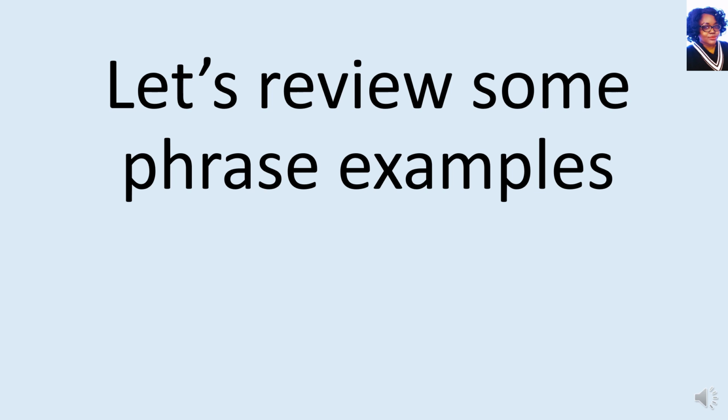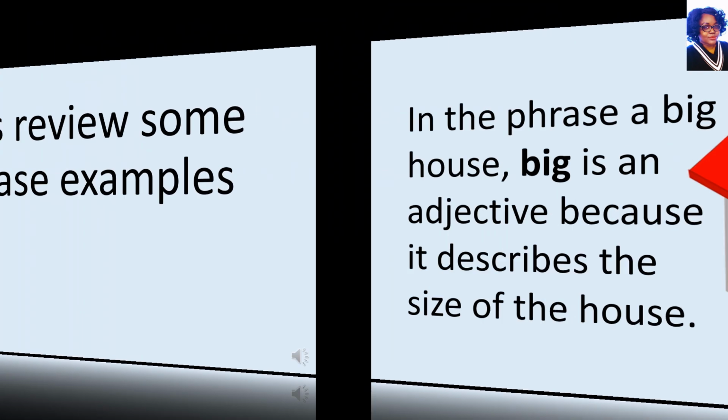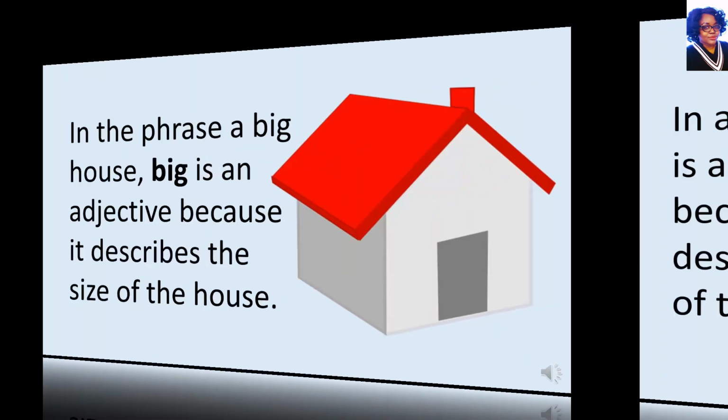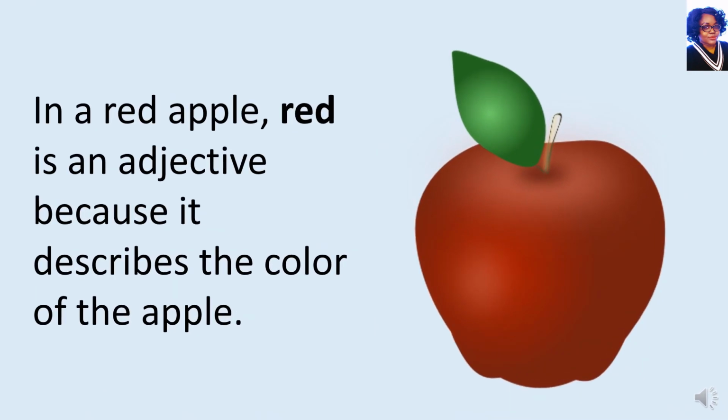Let's review some phrase examples. In the phrase a big house, big is an adjective because it describes the size of the house. In a red apple, red is an adjective because it describes the color of the apple.